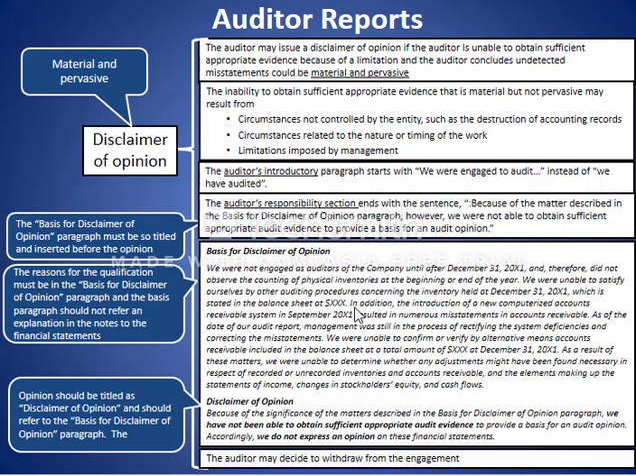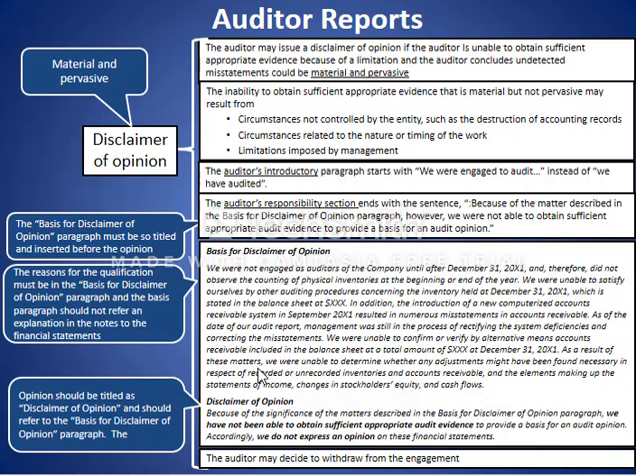And again, this is the same basis for disclaimer of opinion that was in the previous example. It can be used in both cases. In addition, the introduction of a new computerized accounts receivable system in September 20X1 resulted in numerous misstatements in accounts receivable. As of the date of our audit report, management was still in the process of rectifying the system deficiencies and correcting these misstatements. We were unable to confirm or verify by alternative means accounts receivable included in the balance sheet at a total amount of XXX at December 31st, 20X1.